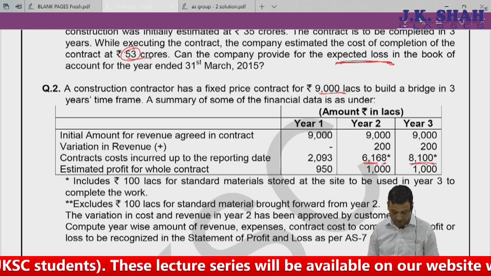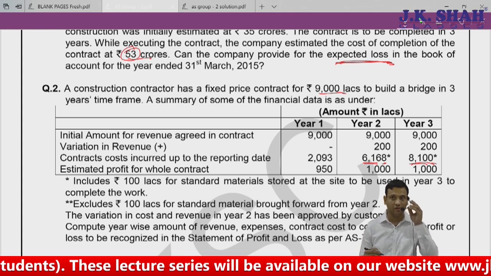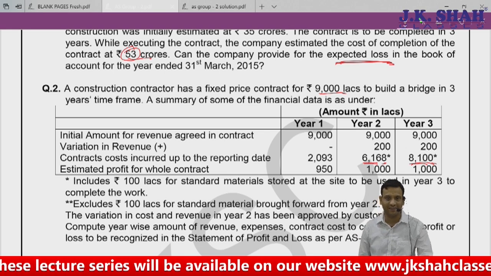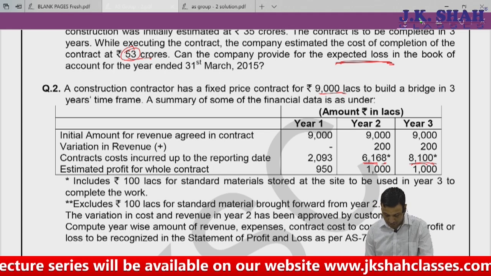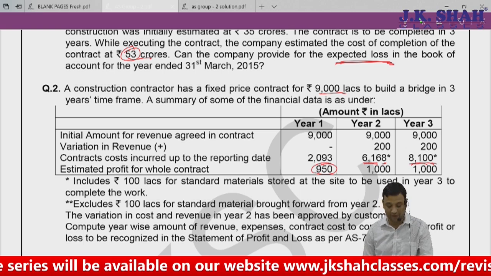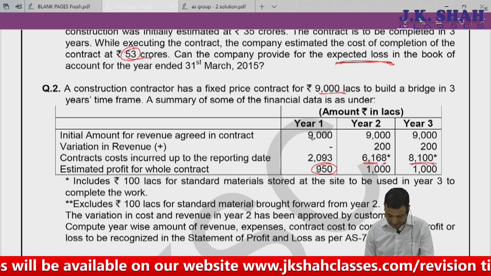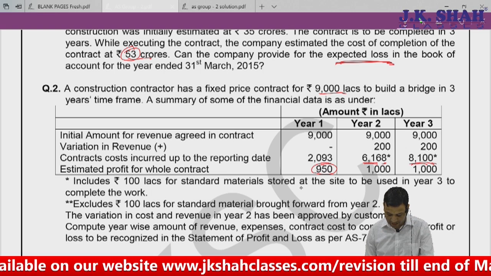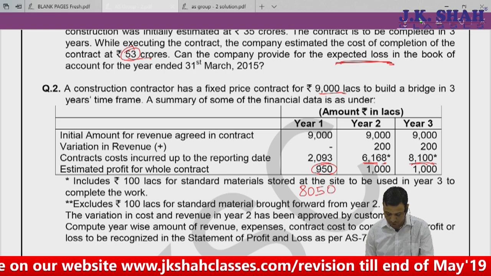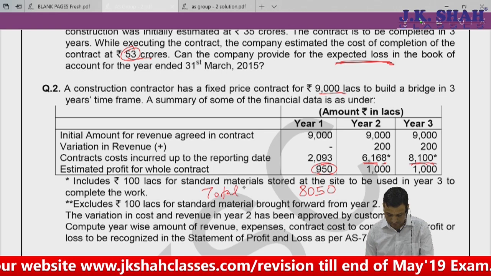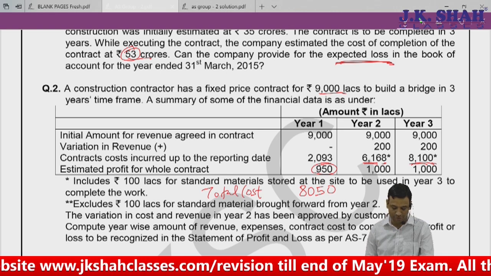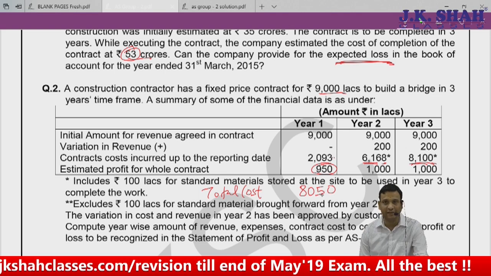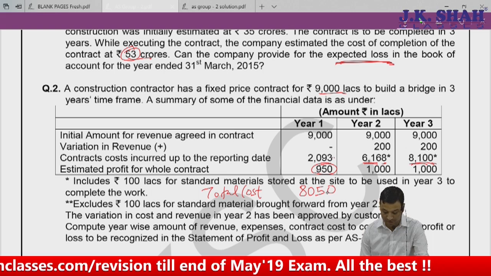Now if you look properly, there is a trickiness given in this question. They have not given us how much cost will be incurred to complete the contract. Instead of that, they have given us the profit. But we can also find out, if the contract is 9,000, 950 is profit, so can I say 8050 is my total cost? My total cost will be 8050. And till now I have incurred 2093. So 2093 divided by 8050, I will get percentage of completion.